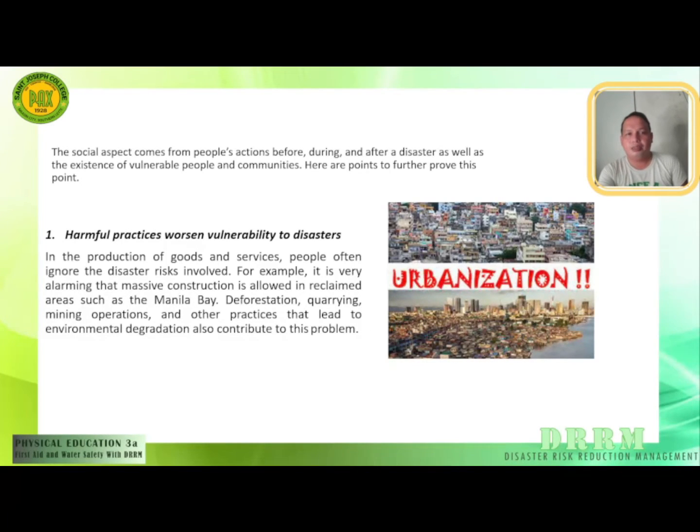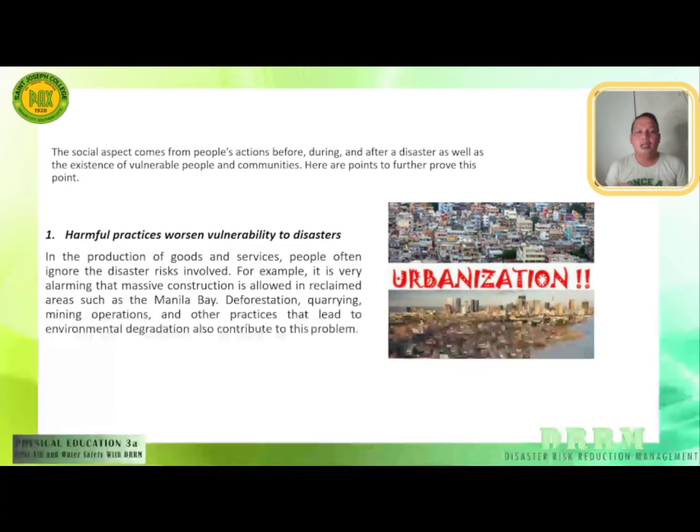The social aspect comes from the people's actions before, during, and after disaster, as well as the existence of vulnerable people and communities. Here are the points to further prove this.